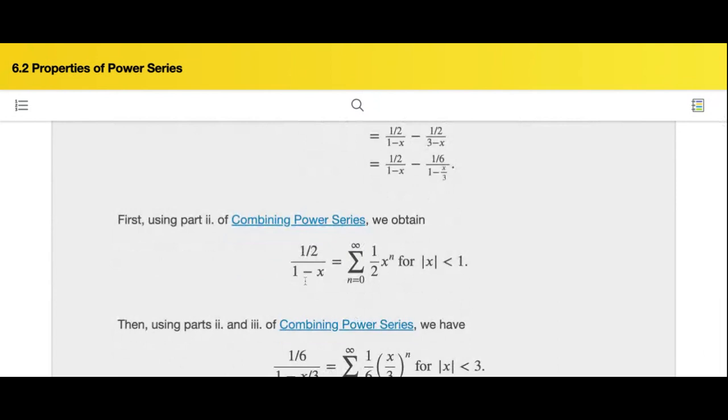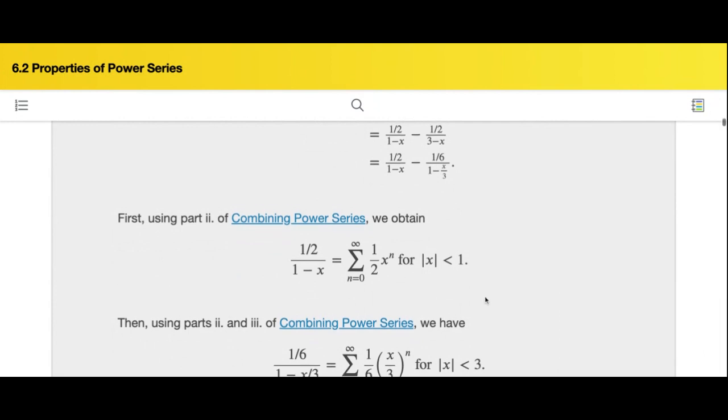Half over 1 minus x, we just get a half x raised by n. And because the first term is a half, we want n to be 0, because x raised by 0 will be 1. 1 times half will be half. That's how we get our first term to be half. And then for absolute value of x less than 1. So that's the first part.